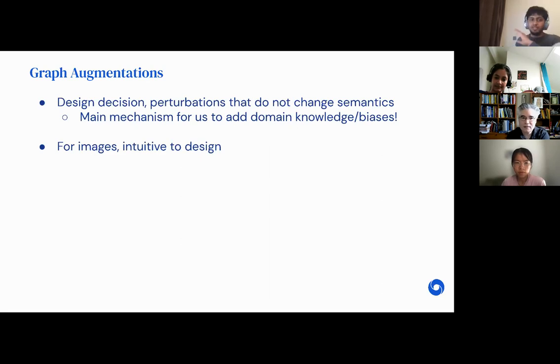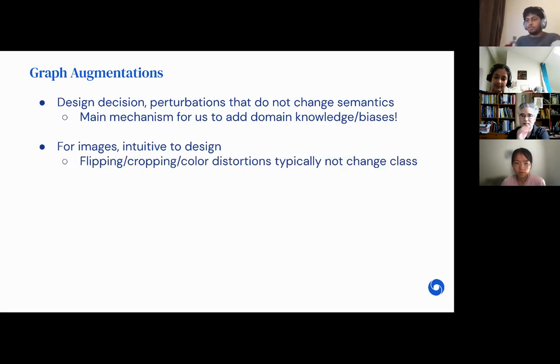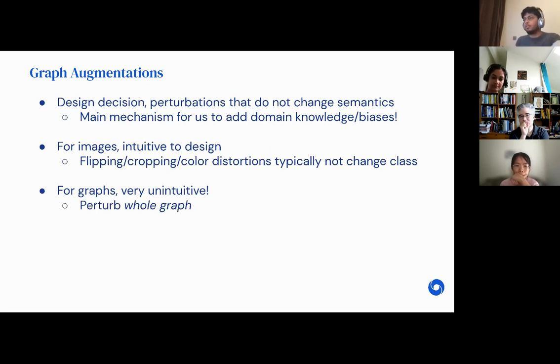So for images, this is very intuitive. The standard things people use are flipping or cropping images or changing the colors a bit. You know that eventually you're going to use it for image classification, let's say, and things like this typically don't change the class of the image. So you know you're safe in applying these transformations. But for graphs, it's much less intuitive to human designers how we should augment these graphs.